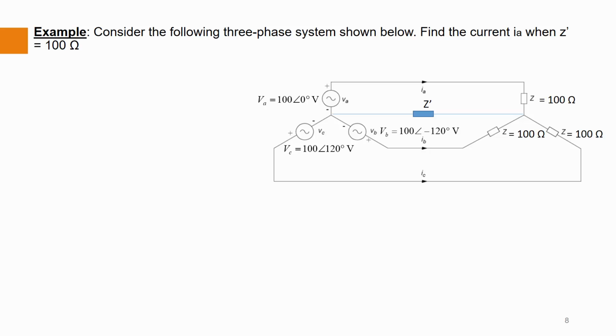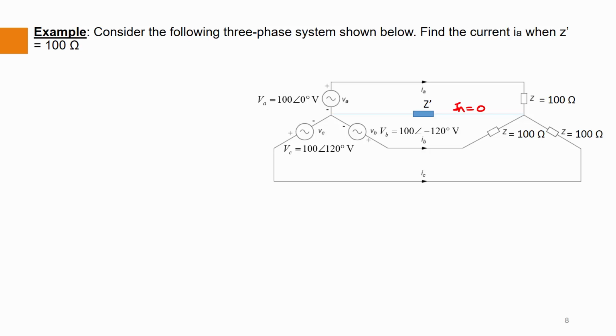Let us look at an example to understand the last advantage. Consider the following three-phase system shown below. Find the current IZ when the impedance is equal to 100 ohms. We see that the voltage sources are balanced ABC positive sequence and the impedances are identical. Hence, we can say that it is a balanced three-phase system.